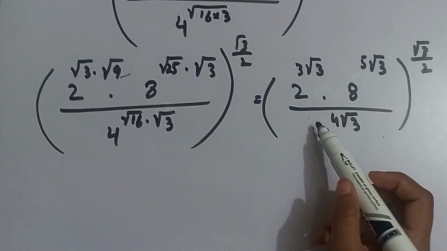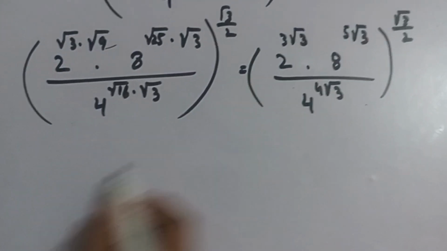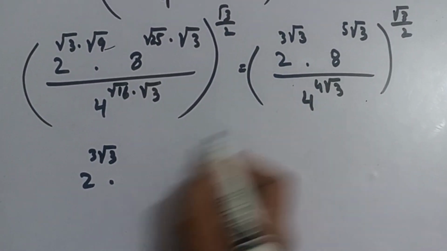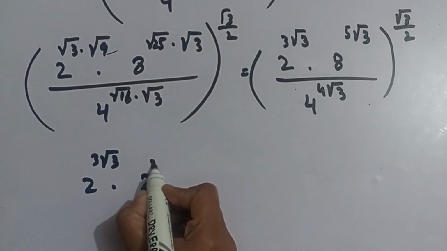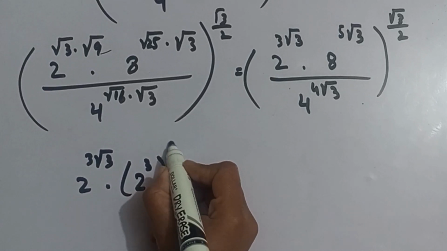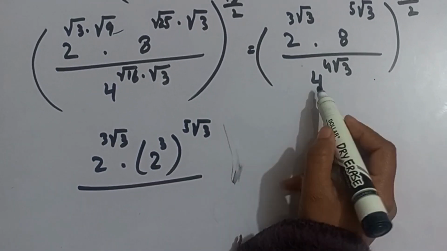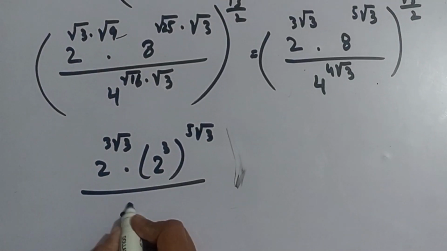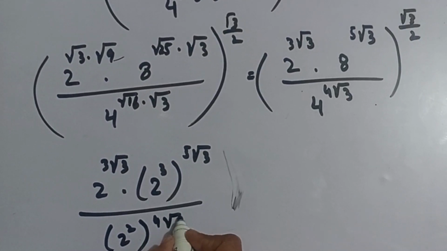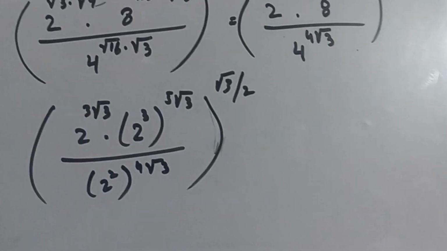Now in the next step, we want to write this base the same. We copy this first value 2 raised to the power 3 times square root 3, and we write this 8 as 2 cube, which is equal to 8, and then again its power is 5 times square root 3 over, this is a 4. We write this as 2 square, which is equal to 4, and its power is 4 times square root 3, whole power is square root 3 over 2.